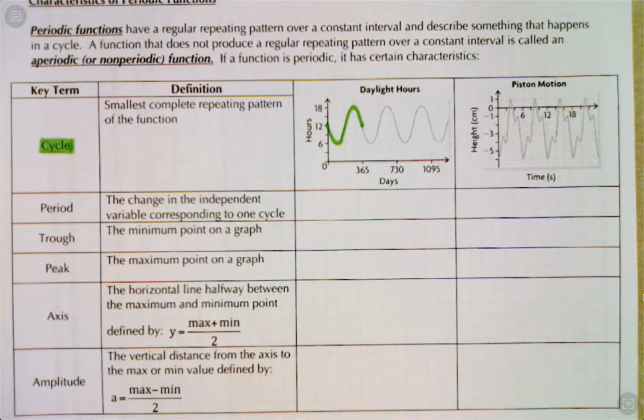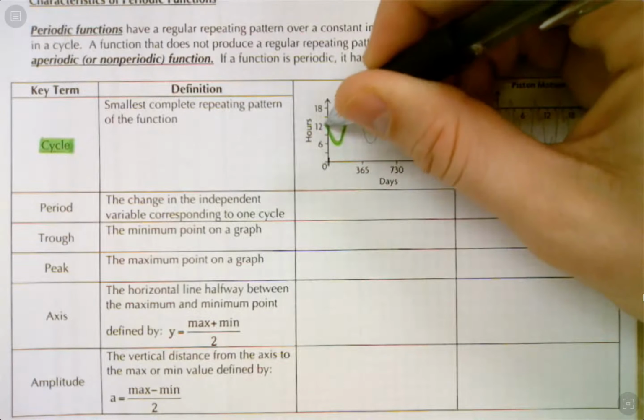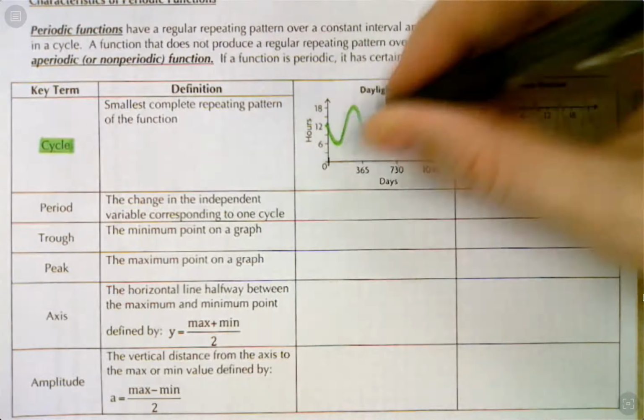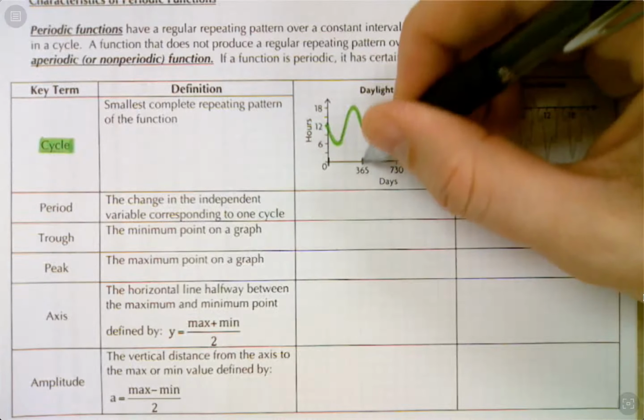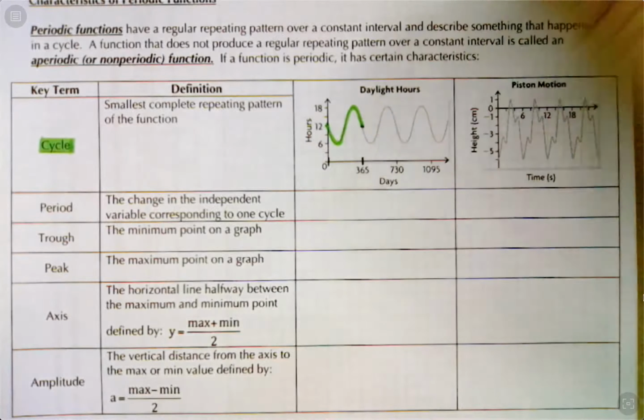Period is the change in the independent variable corresponding to one cycle. So it's how long a cycle is. So on this graph, if we start at 12 hours, that's at 0 days, and if we continue on, the cycle stops at 365 days.